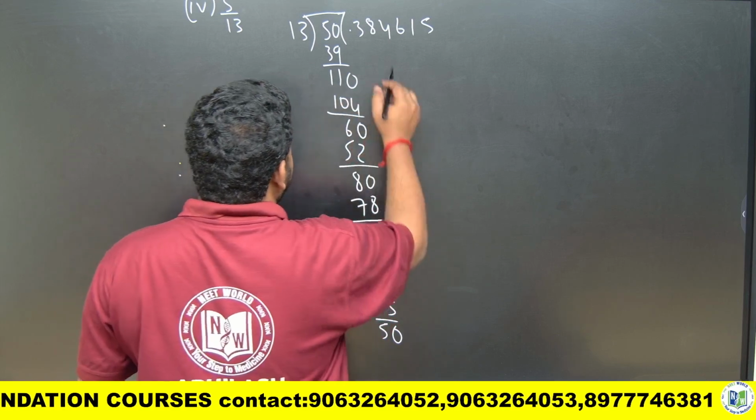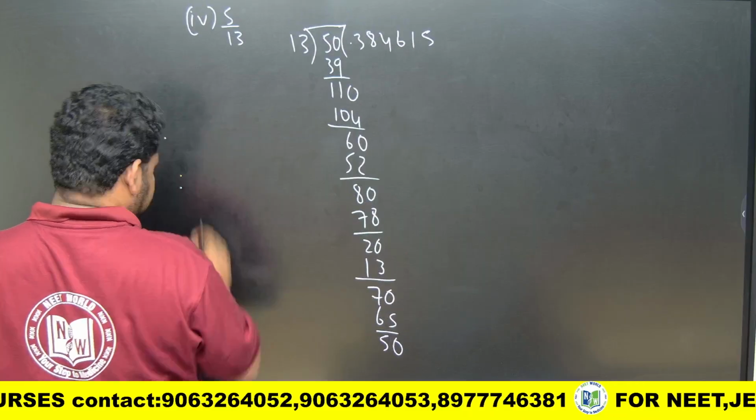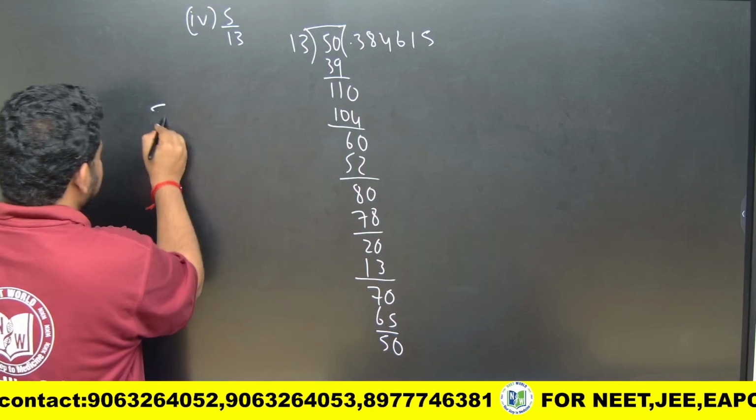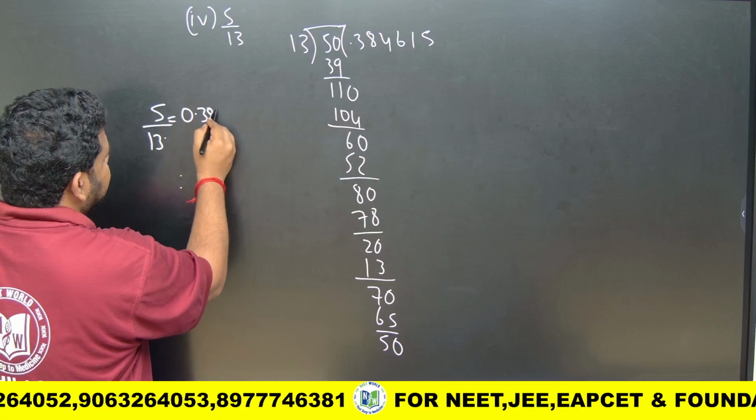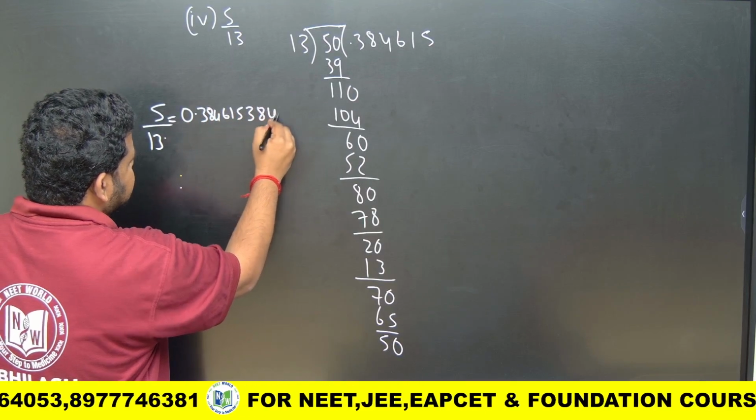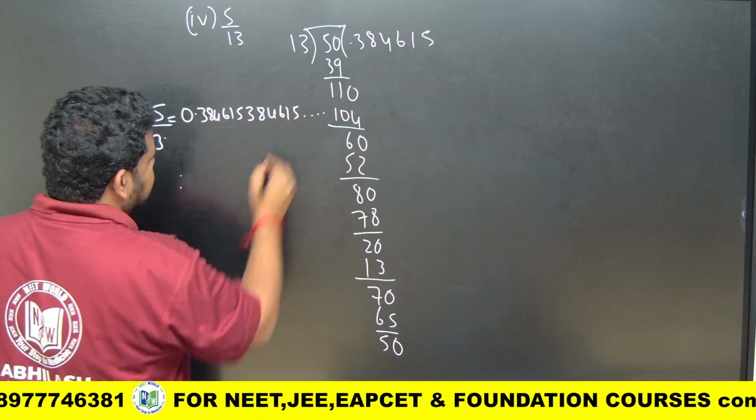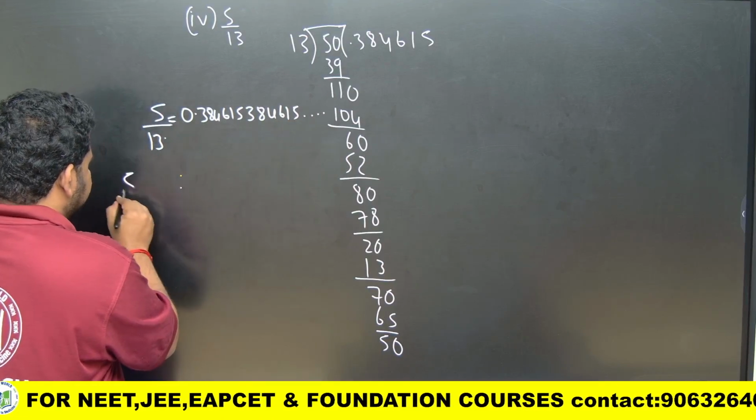So the answer to this question: if I write 5 by 13, the answer that I will get will be equal to 0.384615, that is 384615 goes on repeating. It will keep repeating again and again.